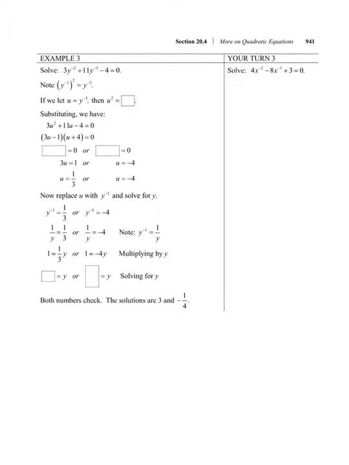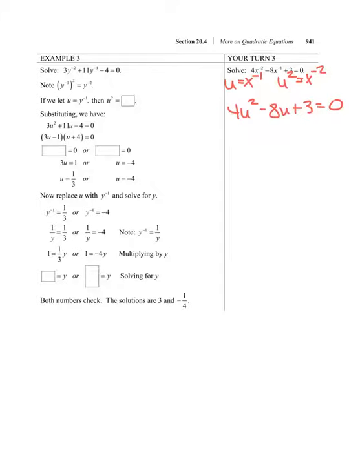Example 3, 4x to the negative 2 minus 8x to the negative 1 plus 3 equals 0. So for this one, we're going to let u equal x to the negative 1. So u squared is x to the negative 2. So I'm going to rewrite this as 4u squared minus 8u plus 3 equals 0. So I can factor this.